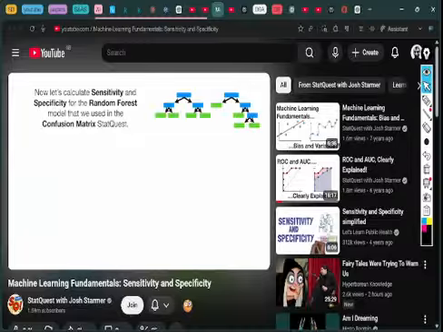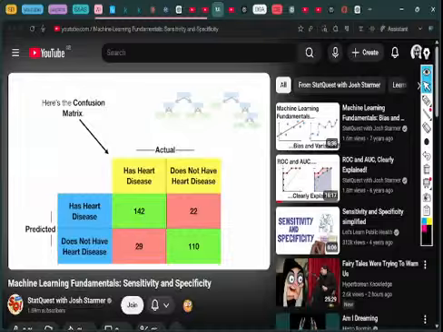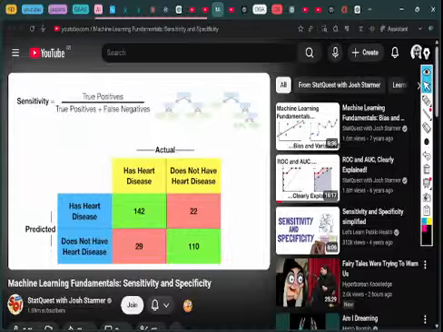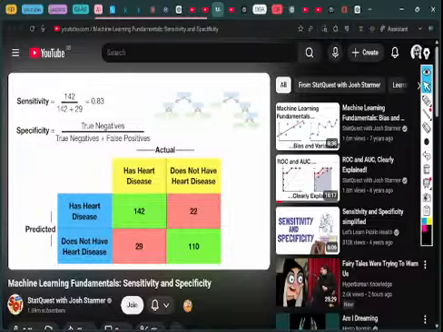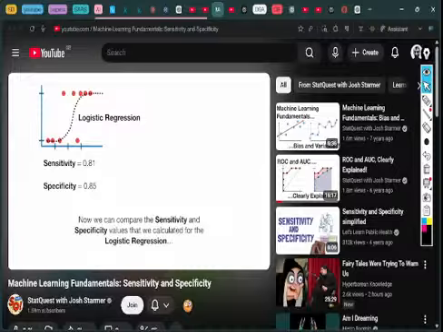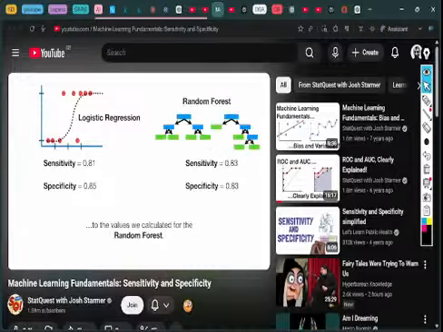Now let's calculate sensitivity and specificity for the random forest model that we used in the confusion matrix StatQuest. Here's the confusion matrix. Here's the formula for sensitivity, and when we plug in the numbers, we get 0.83. Here's the formula for specificity, and when we plug in the numbers, we get 0.83 again. Now we can compare the sensitivity and specificity values that we calculated for the logistic regression to the values we calculated for the random forest.